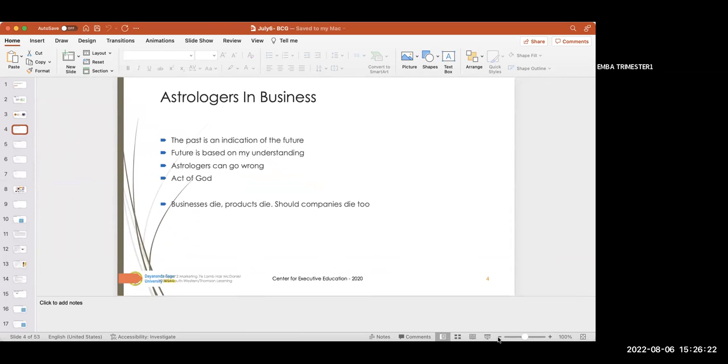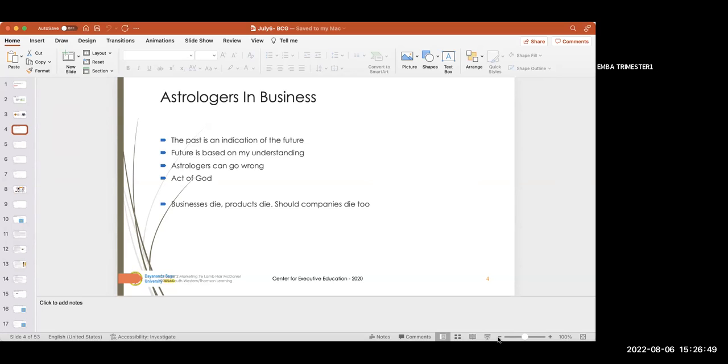The past is an indication of the future. The future is based on my astrology. Astrologers can go wrong, right? How many astrologers have gone wrong? But what happened when the astrologer goes wrong? He gets killed by the king, right? He said, "Aapko beta ho gaya," and then there's a beti, and then gone. But if beta ho gaya, then he'll be given a reward, right?